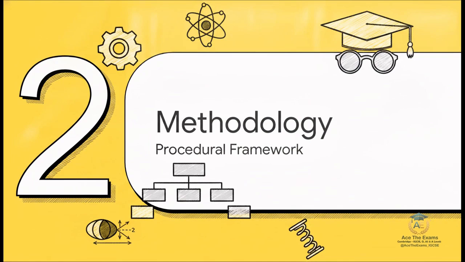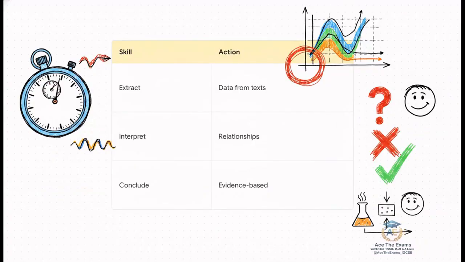Moving right along to Section 2, Technical Methodology. This is where theory meets practice. Okay, pay close attention, because this is the absolute core of your procedural framework. Practical application in Cambridge physics requires professional-level skills, and data interpretation is critical. You absolutely must be able to extract data from complex texts and tables, interpret the relationships between those variables, and draw solid evidence-based conclusions. Let's do an interactive workshop right now.